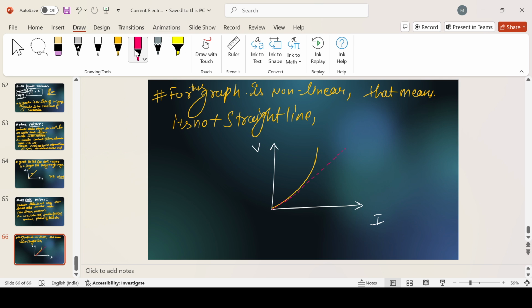Now, this graph is an example of a junction diode. Junction diode. Okay, now see, when you go to the senior classes, na, this V-I graph will be in the form of like this, V, I. So it will be in a form like this. When you study in class 12, it will be there.